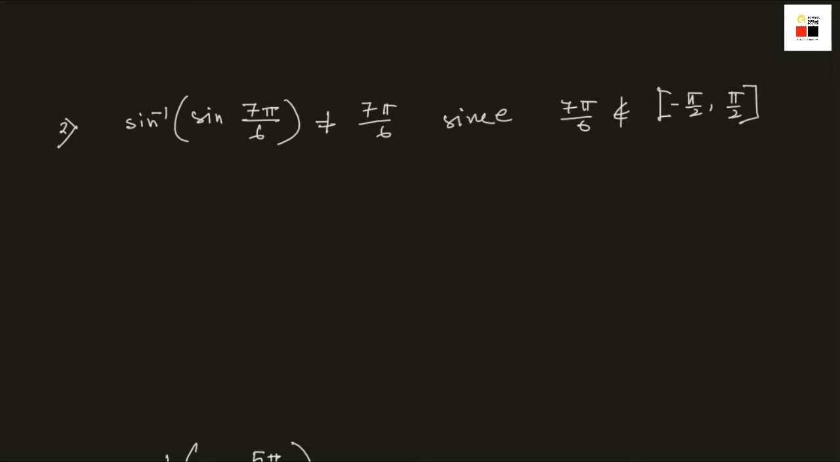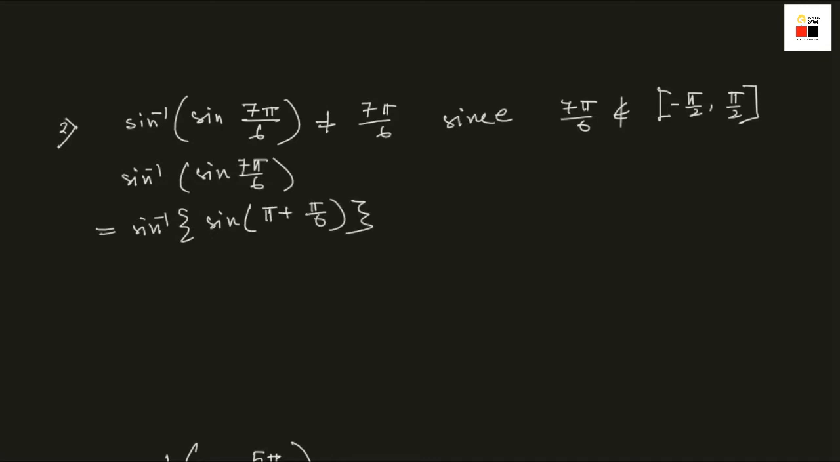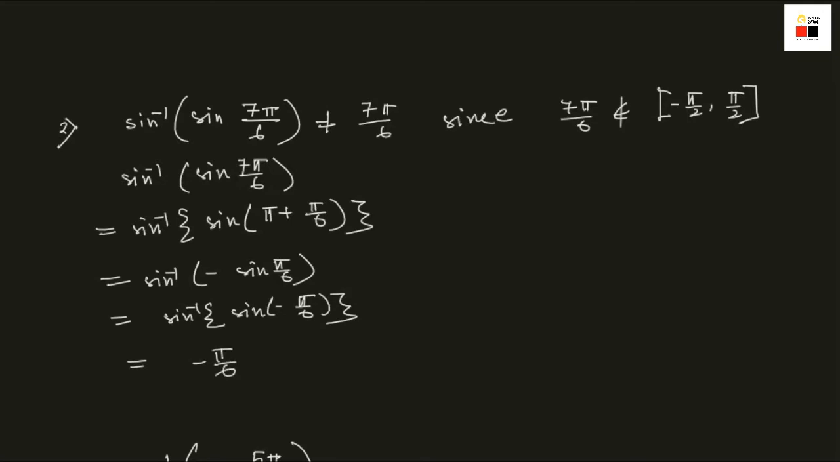In this case we apply a trick. Sin inverse sin 7 pi by 6 is equal to sin inverse sin of pi plus pi by 6, which equals sin inverse of minus sin pi by 6, which is sin inverse sin of minus pi by 6. Minus pi by 6 will be the answer.